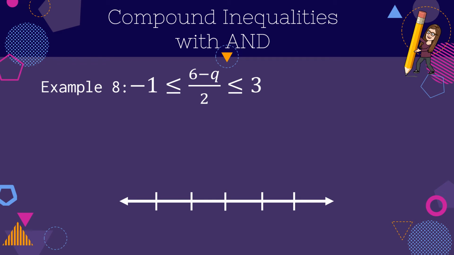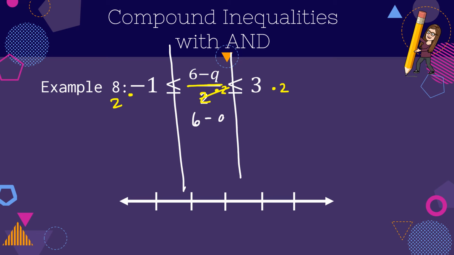Let's try this again. We're going to create 3 columns. So what I do to one, I do to all. My first step, instead of a big divide by 2, we're going to undo it and times everything by 2. That looks a little weird, right? Well, the opposites go away. 6 minus q falls down, symbol falls down, and let's calculate. I've got 2 times negative 1, negative 2, 3 times 2, 6.